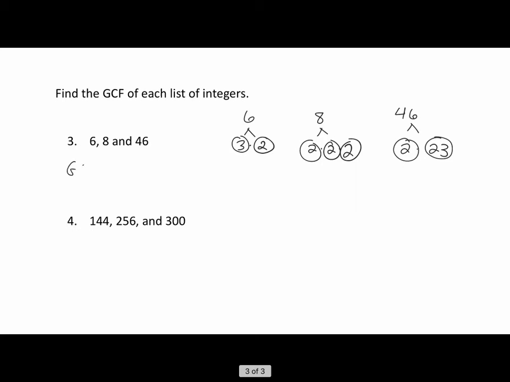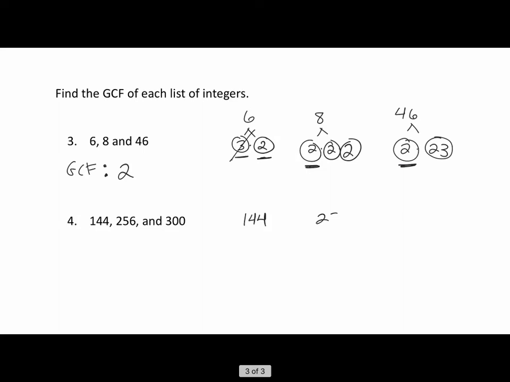Now I want to find the greatest common factor for all 3 numbers. So let me start with the first factor of 6. Is there a 3 in 8 and 46? Nope. Then the last factor of 6. Is there a 2 in common for all of the numbers in this list? Yes. And there are no more factors in 6, so there could not possibly be any more common factors. So 2 is the GCF for those 3 numbers.